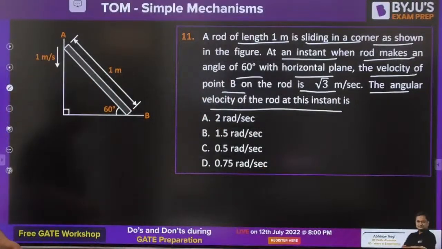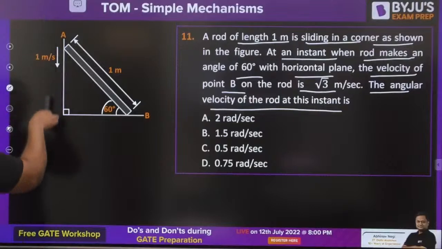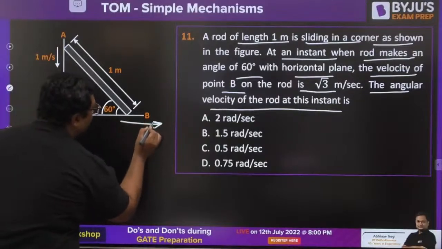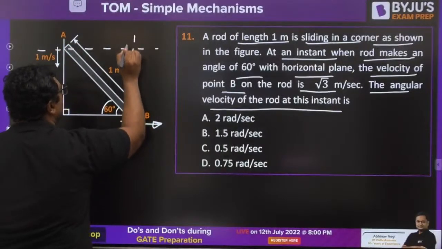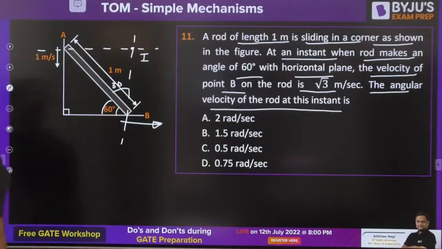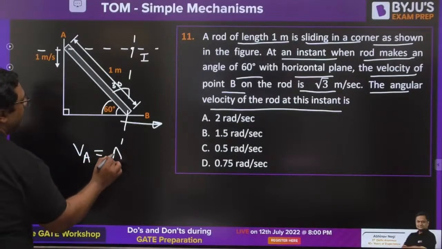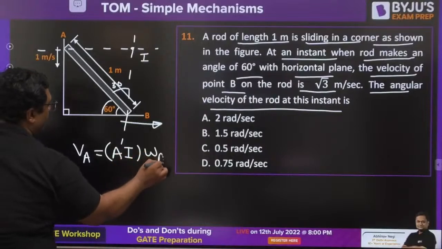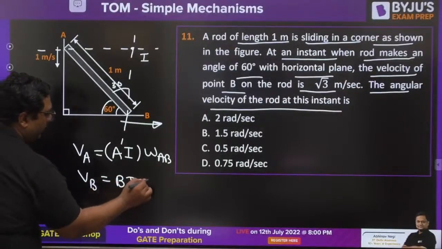Ashrit, very good, dear. So dear, they are saying that this angle is 60 degrees. If this point is going down, this point will be going to the right. Drawing perpendicular to the direction of motion, this is point I. If this angle is 60, this is going to be 30. And they are saying this distance is 1 meter. So they are giving you already the velocity of A, I. So velocity of A can be written as AI into omega AB, and velocity of B is BI into omega AB.